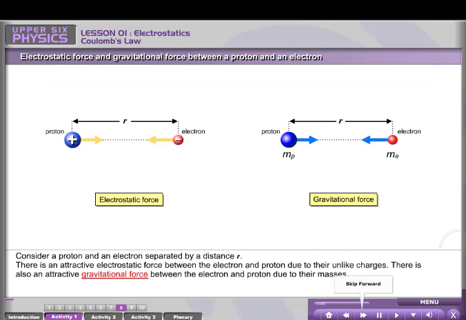Consider a proton and an electron separated by a distance r. There is an attractive electrostatic force between the electron and proton due to their unlike charges. There is also an attractive gravitational force between the electron and proton due to their masses.